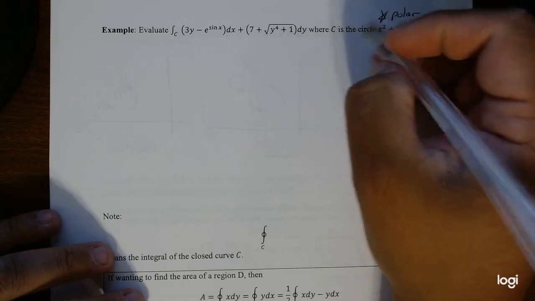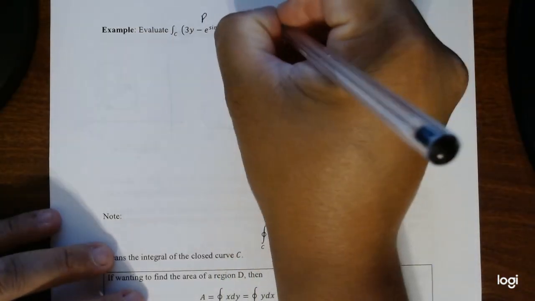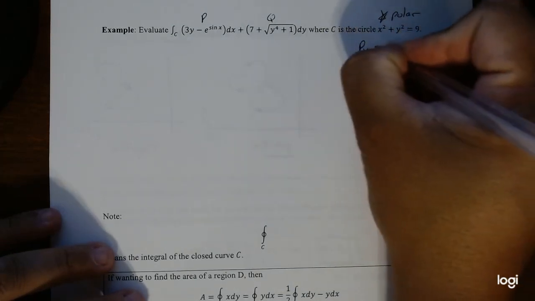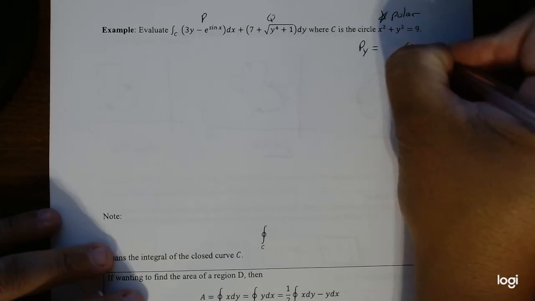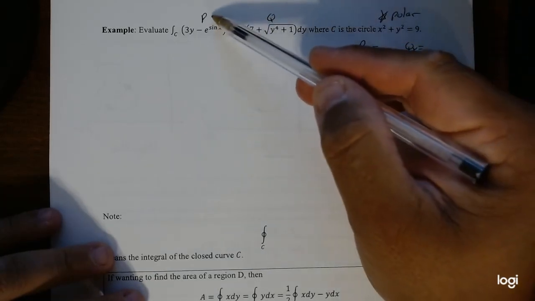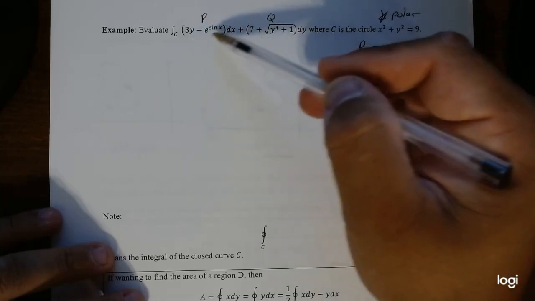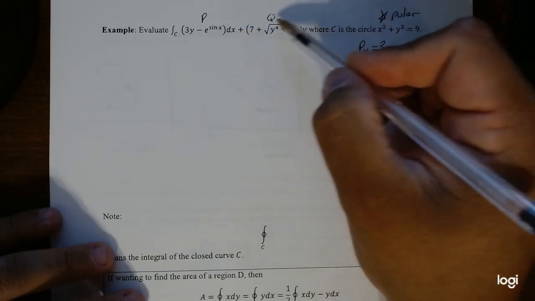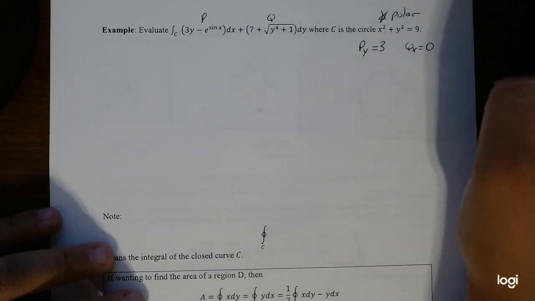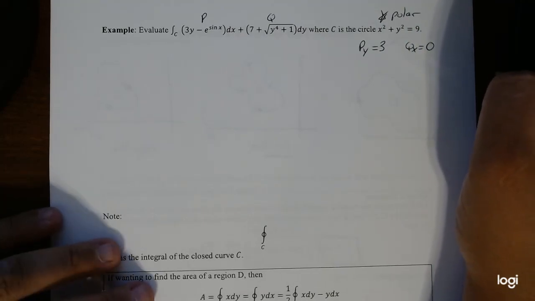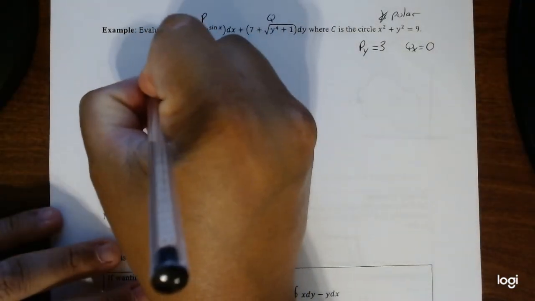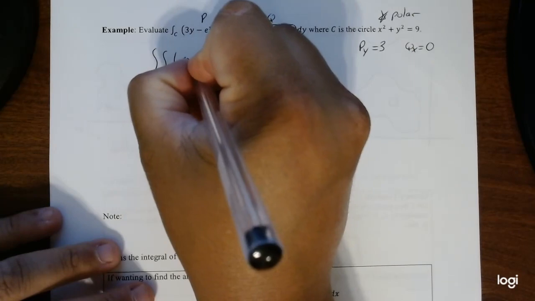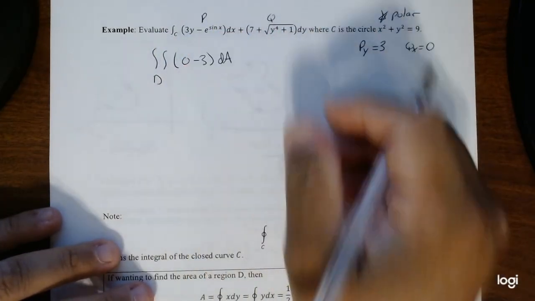We want the line integral. Going back to our definition, we have to identify this is P, this is Q. What we care about is the partial derivative with respect to y and the partial derivative with respect to x. Taking this whole thing and taking the partial derivative with respect to y, notice that goes away and we're just left with 3. Then taking the partial derivative with respect to x, notice all of that is gone, so it was just 0 this time. So this is now going to be the double integral over the region of this minus that, so 0 minus 3 dA.